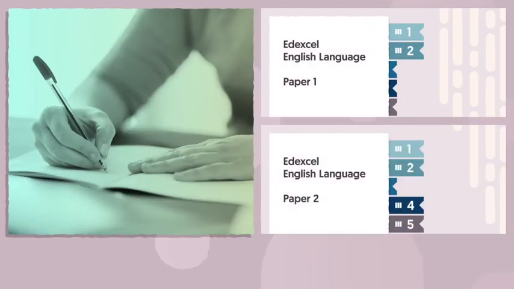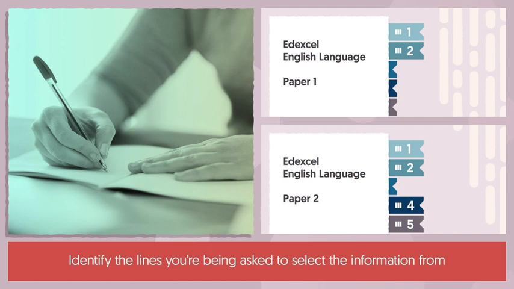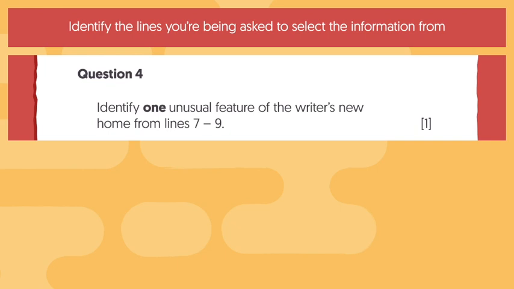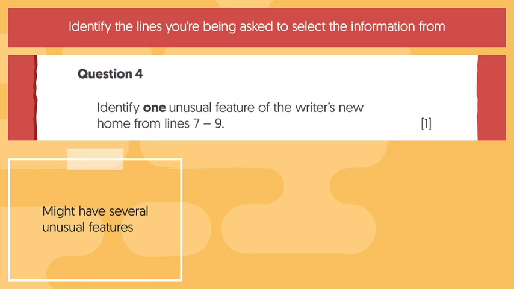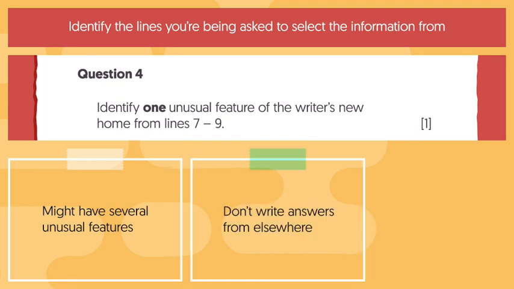As with the small mark questions on paper 1, it's always useful to identify the lines you're being asked to select the information from. For example, question 4 might ask you to identify one unusual feature of the writer's new home from lines 7 to 9. But the writer might mention several unusual features throughout the text, and if you write one of the answers from elsewhere, you won't get the mark.